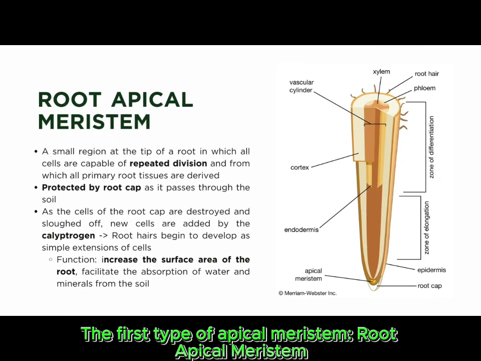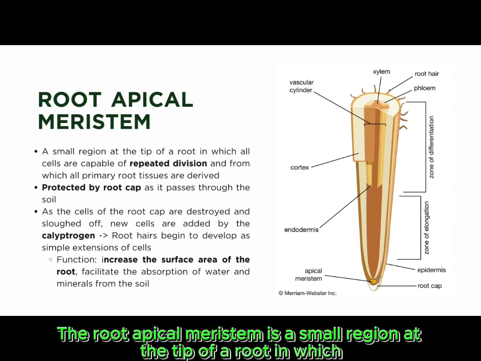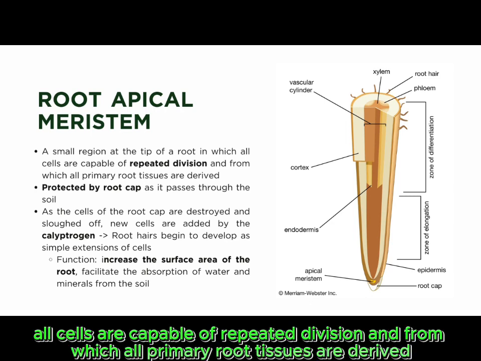The first type of apical meristem, root apical meristem. The root apical meristem is a small region at the tip of a root, in which all cells are capable of repeated division, and from which all primary root tissues are derived.